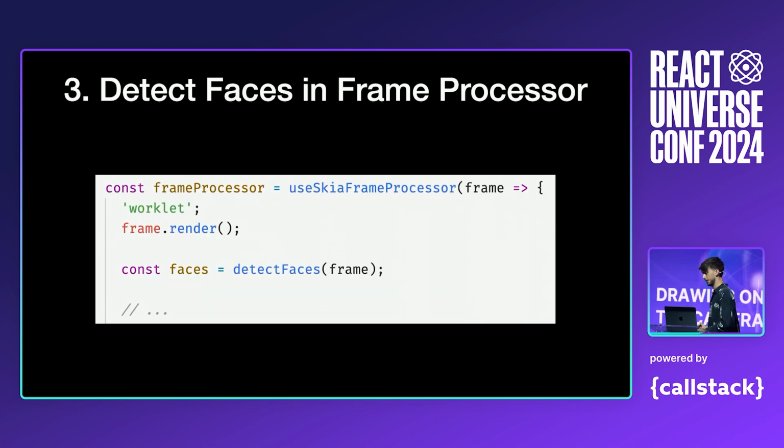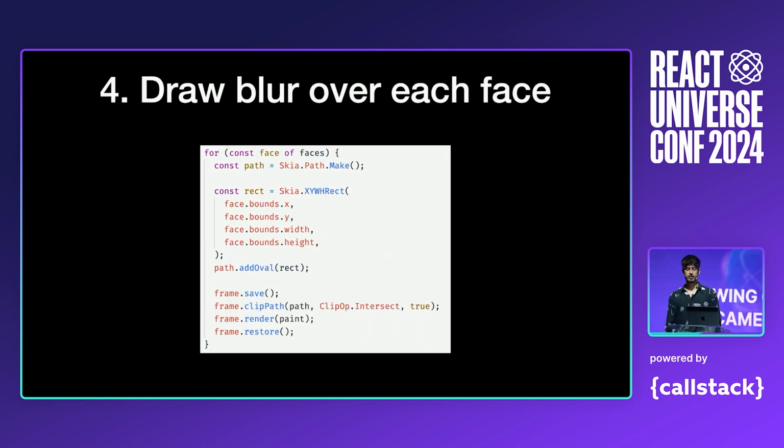We detect all of the faces in the frame. This is the part that calls into the native plugin, into the Swift or Kotlin plugin. I think the library uses MLKit, so it's pretty fast. Then we iterate over each face. In this case, we probably only had one face on the screen.